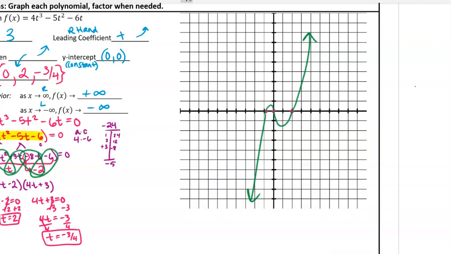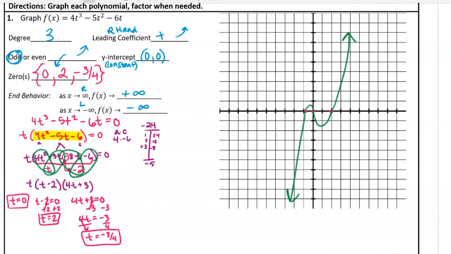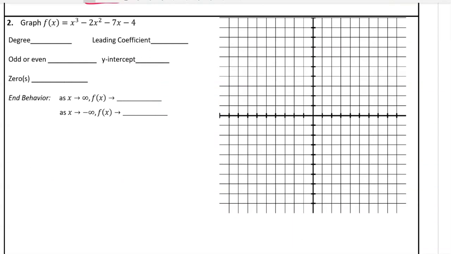And we talked about this in class today. If you do yours like this, that is fine too. I'm not worried about the maximum or minimums here. We're just wanting to get a general idea of what the graph might look like with the right and left hand, whether they're odd or even, the zeros, and then the y-intercepts. All right, moving on. Number 2.